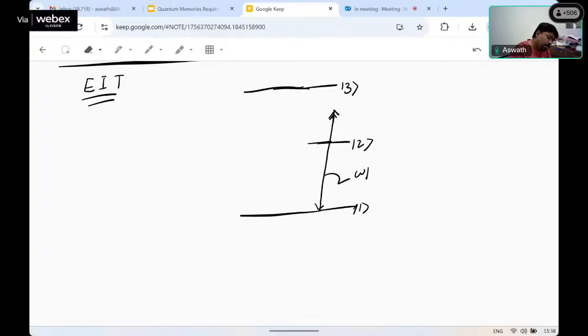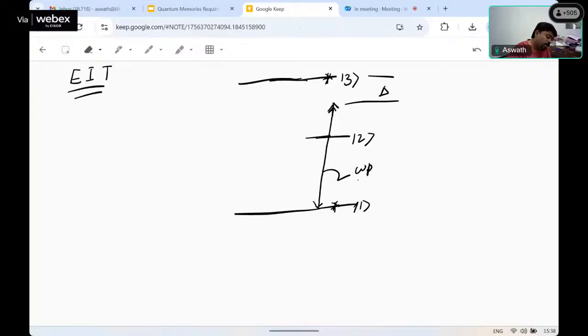This probe field omega p can put this electron even in the excited state. It is slightly detuned, meaning slightly mistuned, so there is a separation, a change of this much. Now, the omega p is there, which can shift the electron from ground to excited. So this omega p field easily gets absorbed by this kind of medium. But I don't want that to happen.